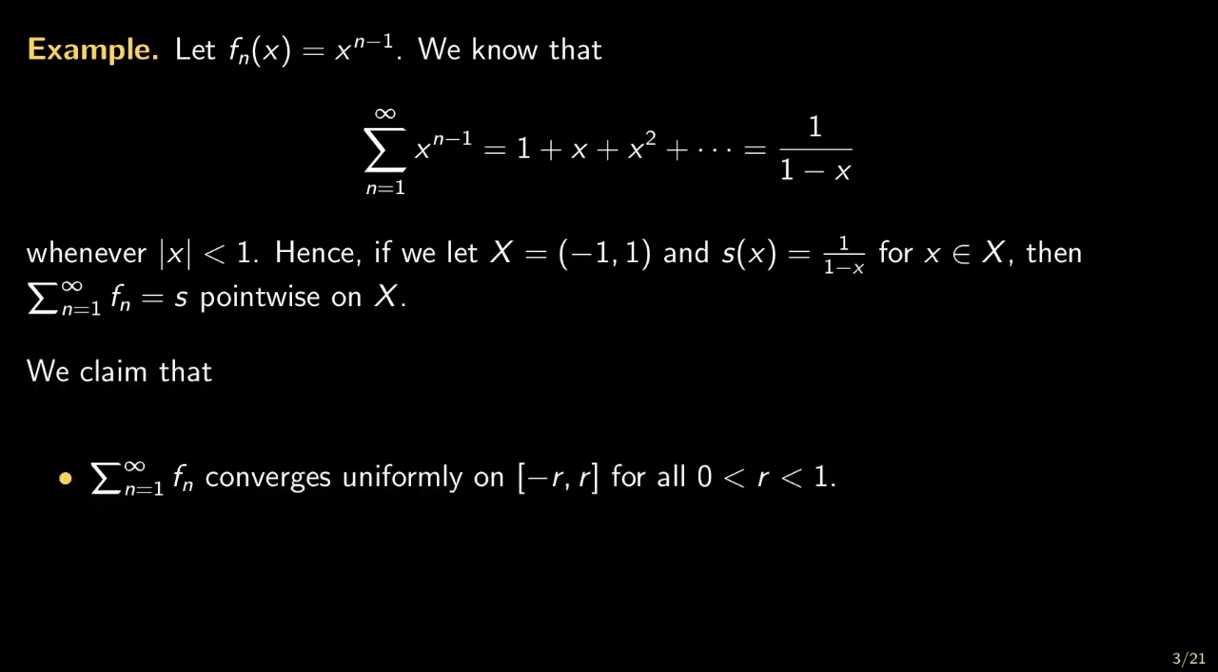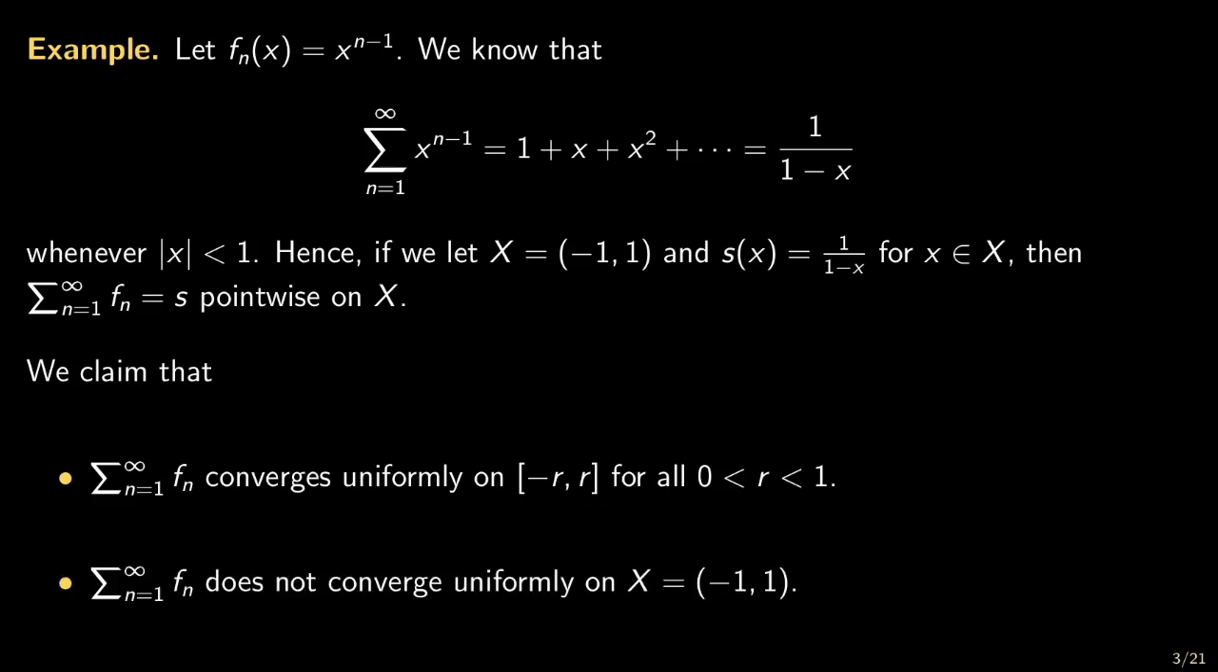Now we claim the following. We claim that the infinite series converges uniformly on the closed interval from -r to r for all r between 0 and 1. However, the same series does not converge uniformly on the entire domain X. Meaning to say, the uniform convergence of an infinite series, just like the uniform convergence of a sequence, depends also on the domain of discussion.